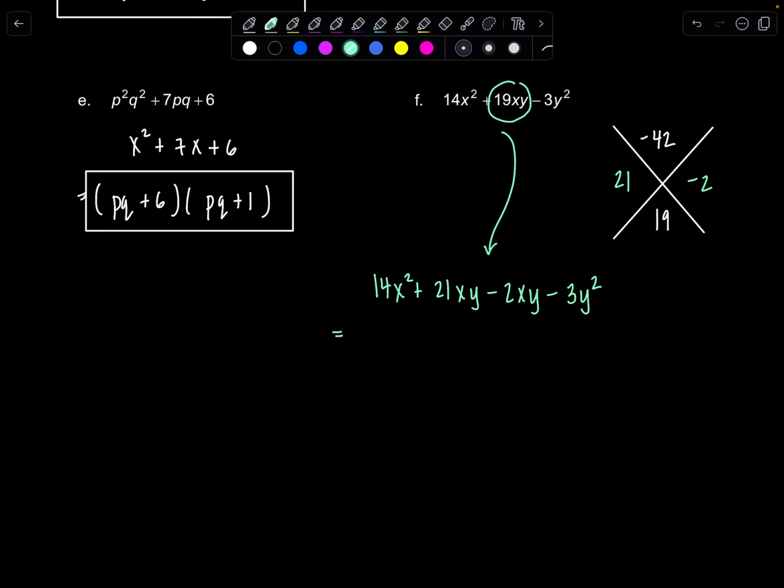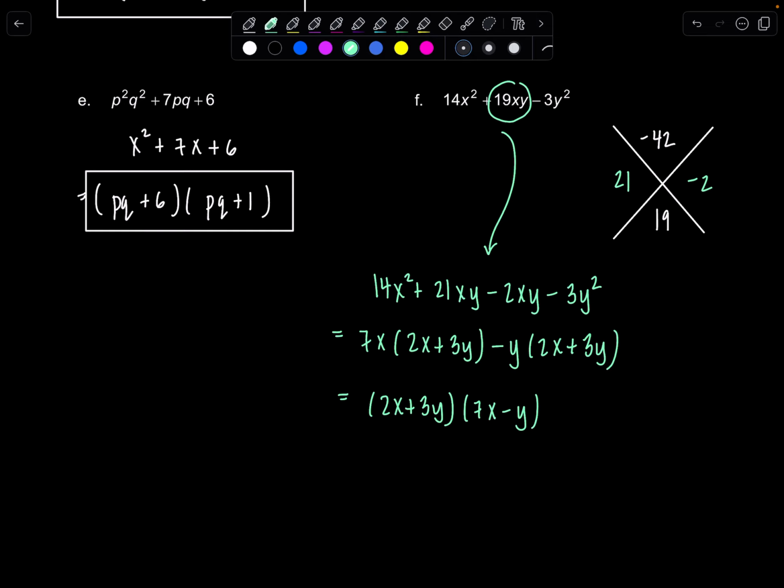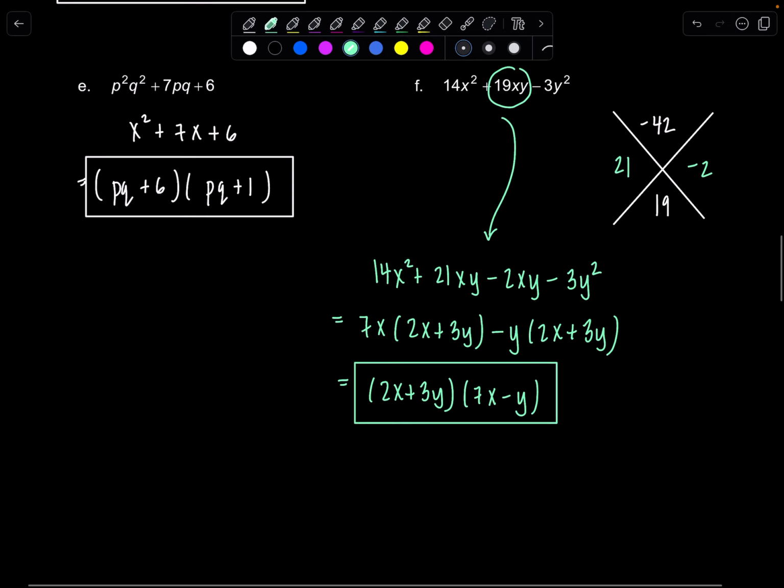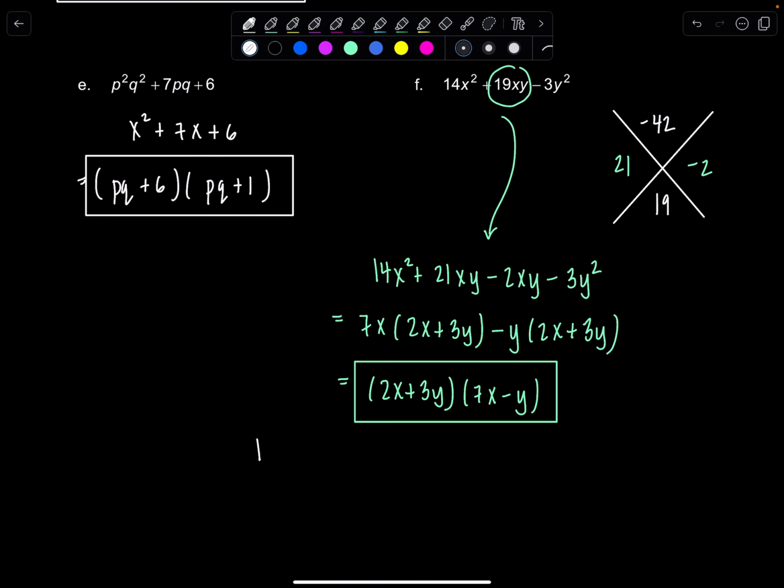And now I'll factor by grouping. So I can take 7x out, and then I have 2x plus 3y. Over here I can just take out negative y, and then it becomes 2x plus 3y left over. Beautiful. So we have 2x plus 3y times 7x minus y. Do you think we could have done guess and check? I think so. Let me rewrite it. Look. 14x squared plus 19xy minus 3y squared.